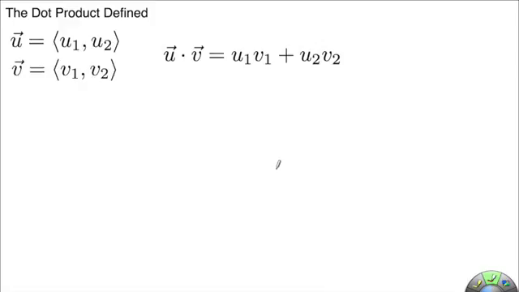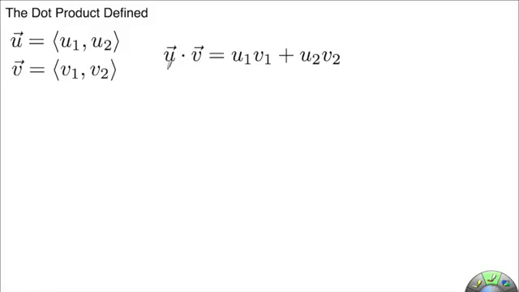Alright, this is just a quick video on probably one of the easier things to do with vectors. It's called the dot product, and if you have a vector u which has components u1, u2, if you like the ij notation, this would be u1 i hat plus u2 j hat. And the same thing for v, we have v1, v2.